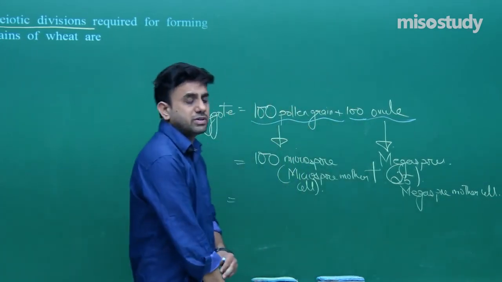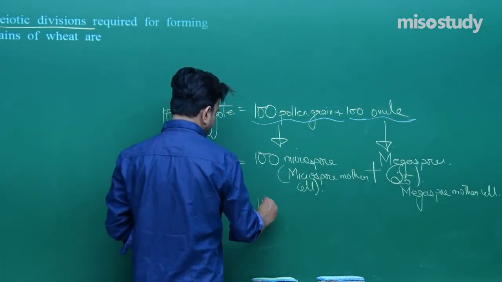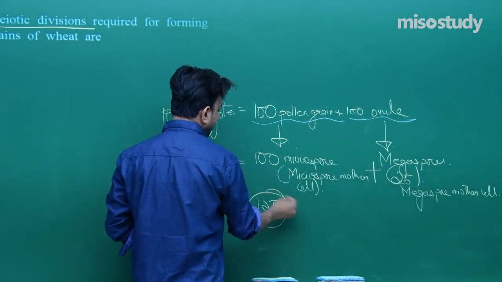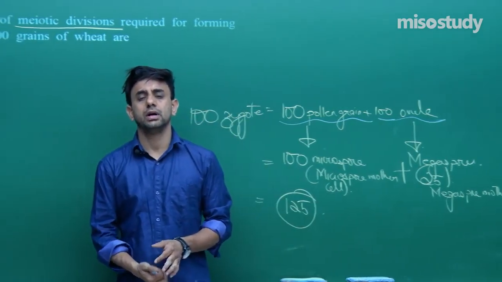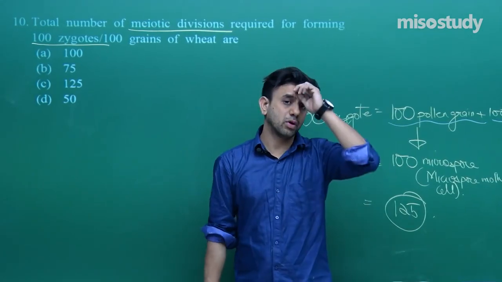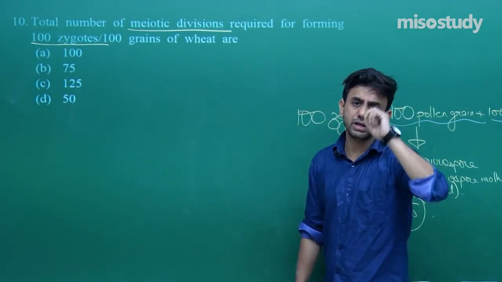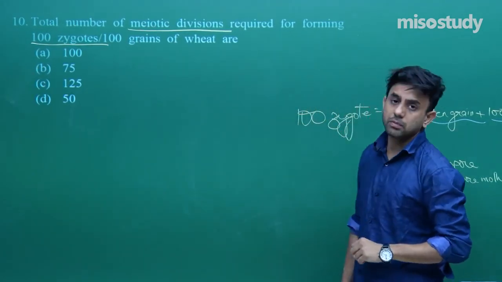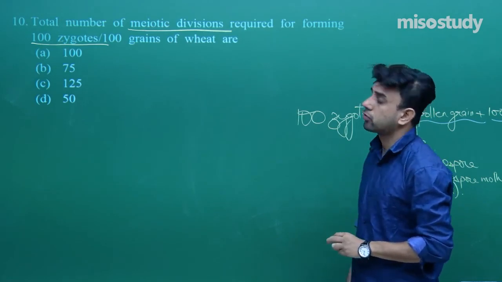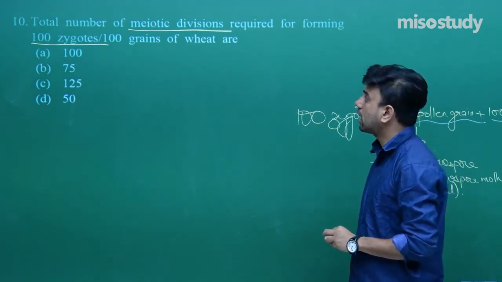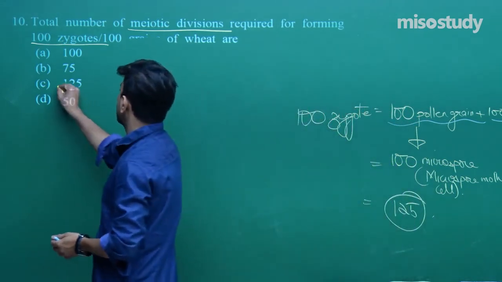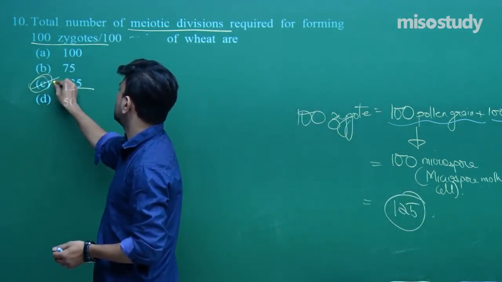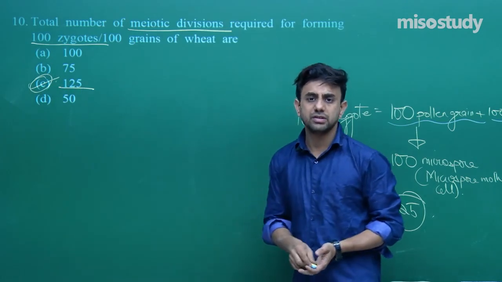So in total how many will we see? 100 plus 25, this will be 125 meiotic divisions. So the total number of meiotic divisions required for forming 100 zygotes or 100 grains of wheat will be 125. Hence the correct answer is 125.